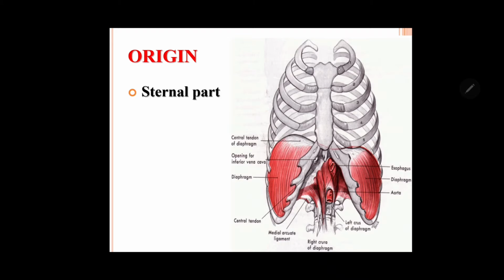Right crus takes origin from the upper three lumbar vertebra, whereas left crus from the upper two lumbar vertebra. So you also have the medial arcuate ligament and lateral arcuate ligament. Medial arcuate ligament is the thickening of the psoas fascia covering the psoas major muscle, and lateral arcuate ligament is the thickening of the anterior layer of thoracolumbar fascia.